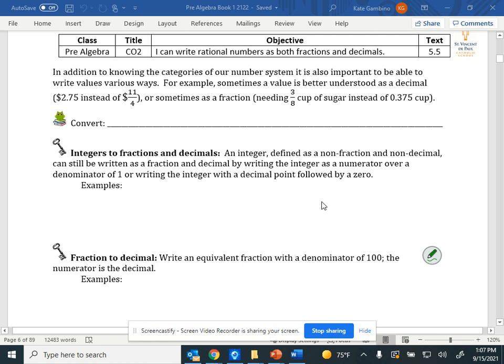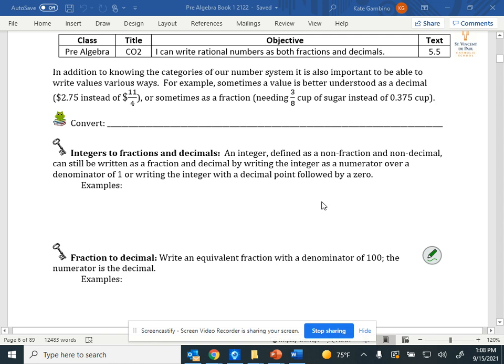So we would want to say $2.75 instead of saying 11/4. Sometimes as a fraction, we need 3/8 of a cup of sugar instead of saying we need 375 thousandths of a cup. So it depends on how we're using these numbers as to which way we want it. Do we want it as a decimal or do we want it as a fraction?